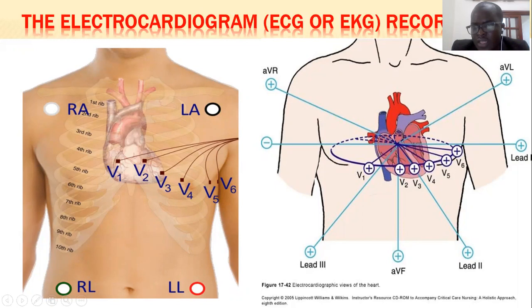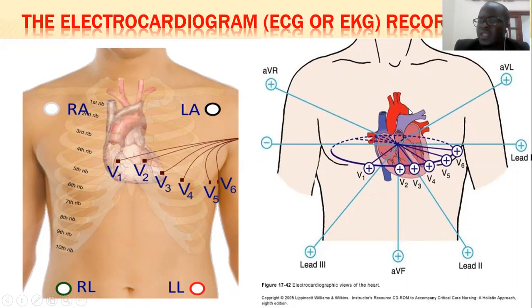So we said lead 1 is at 0 degrees, lead 2 at 60 degrees, AVF at 90 degrees, lead 3 at 120 degrees. Then you have AVR that is found at -150 degrees, and AVL that is at -30 degrees. So we said the normal cardiac axis is between -30 and 90 degrees. This is the normal cardiac axis.